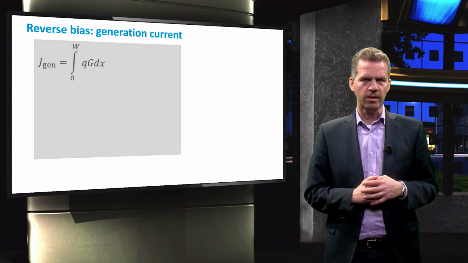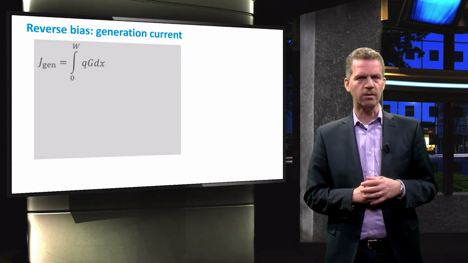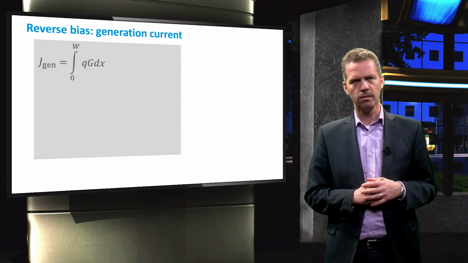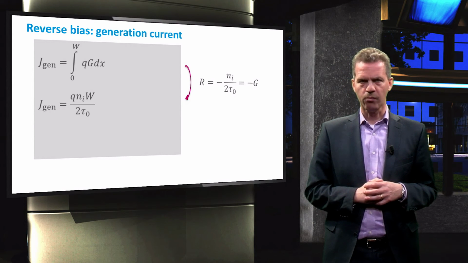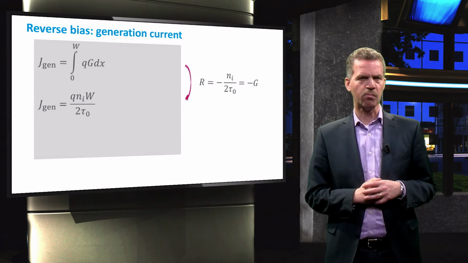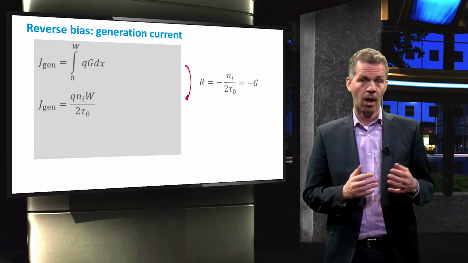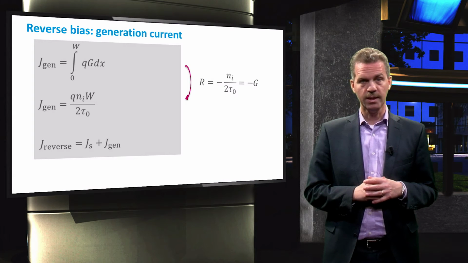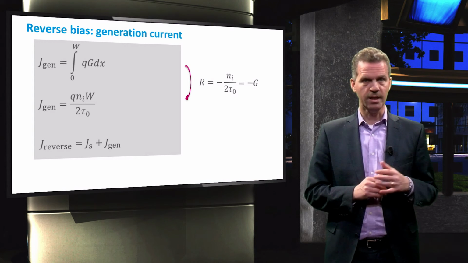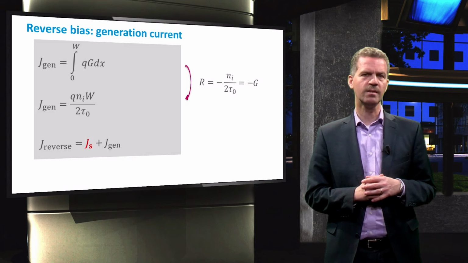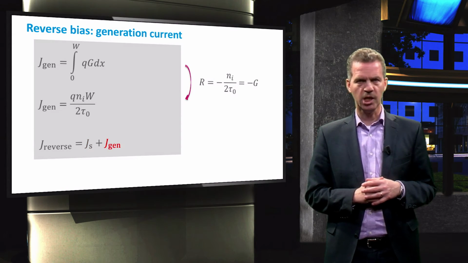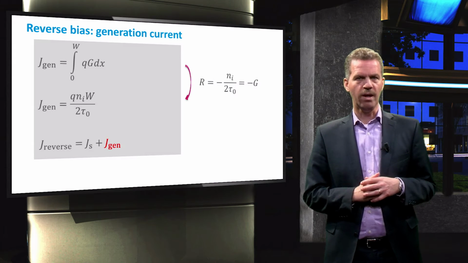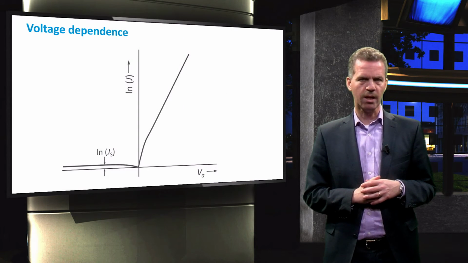The generation current density can now be calculated by integrating the charge generation inside the space charge region. By utilizing our previous result, we obtain a simple expression for the generation current. The total reverse bias current density is thus the sum of the ideal reverse saturation current density, Js, and the generation current density, Jgen.